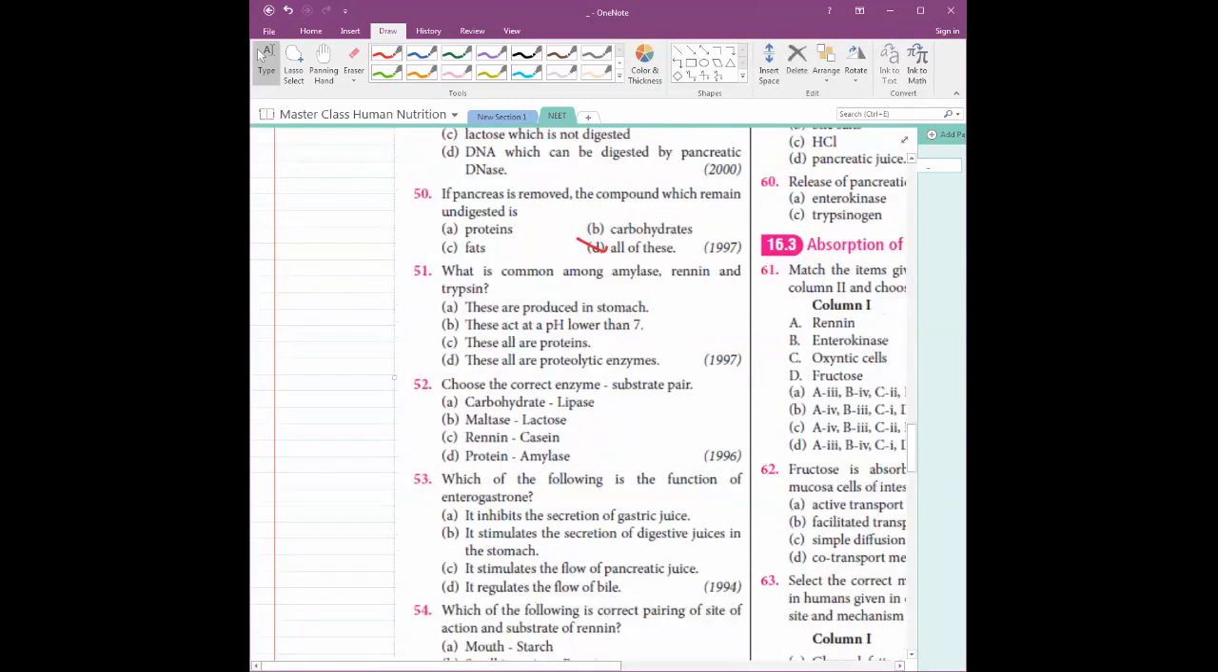Okay, what is common among amylase, renin, and trypsin? Amylase, renin, and trypsin. Very simple. Yes. Some of you have given me a right answer. Some of you are actually wrong.